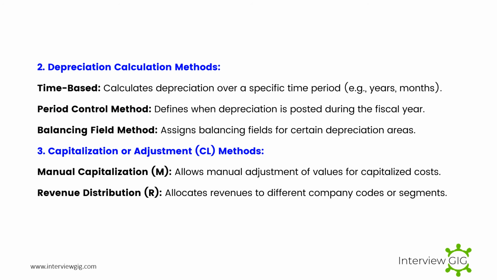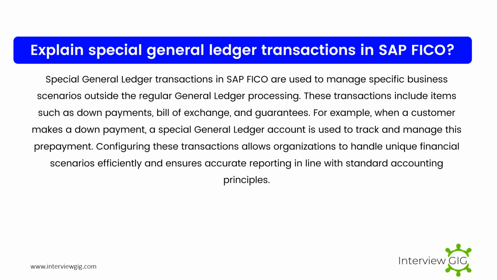2. Depreciation calculation methods. Time-based, calculates depreciation over a specific time period, for example, years, months. Period control method, defines when depreciation is posted during the fiscal year. Balancing field method, assigns balancing fields for certain depreciation areas. 3. Capitalization or adjustment, CL, methods. Manual capitalization, M allows manual adjustment of values for capitalized costs. Revenue distribution, R allocates revenues to different company codes or segments.